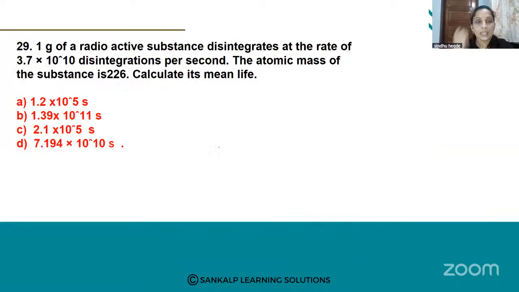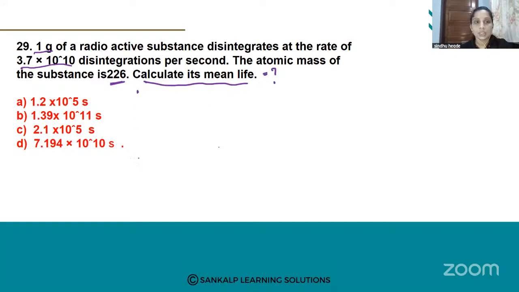1 gram of a radioactive substance disintegrates at the rate of 3.7 into 10 raised to 10 disintegrations per second. The atomic mass of the substance is 226. Calculate its mean life. Here they ask the question related to mean life. What is the mean life of this radioactive substance?